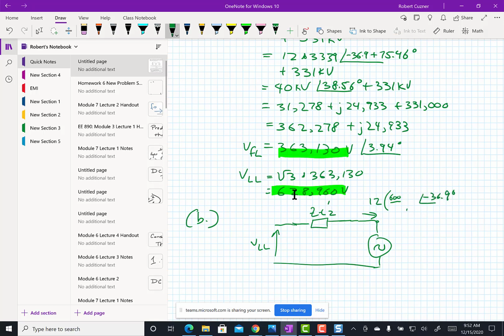Or I could just say 600K. 4160, I got to multiply that times that number to get the current. And then I know the voltage, it's this voltage here. Not that volt, it's this voltage here. So the voltage is 363.13 kV, 3.94 degrees.